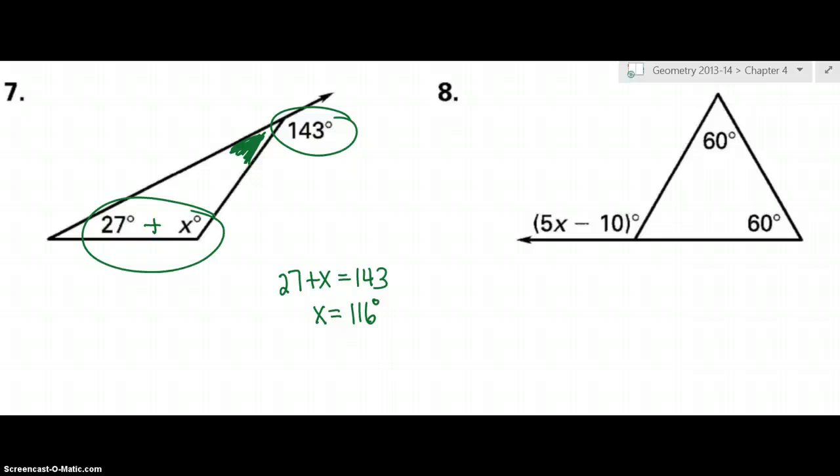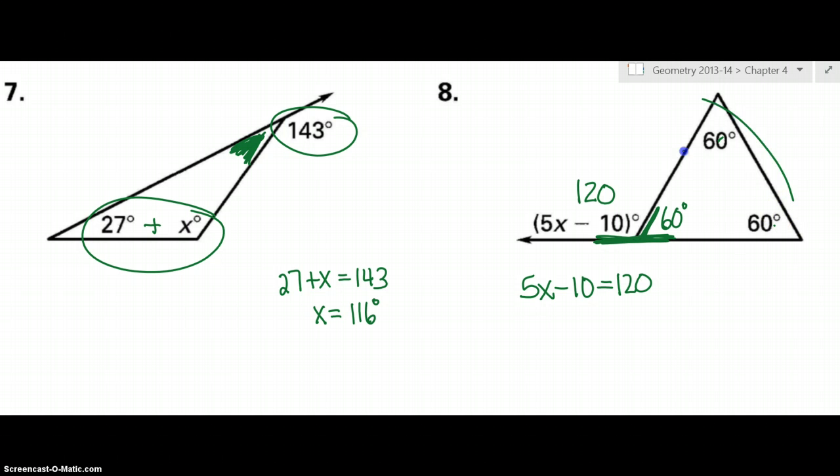Okay, number 8. If this is 60 and this is 60, that's 120. What does this other angle in the triangle have to be? 60 also. What kind of triangle is that? Equiangular. If this is 60 and these are a linear pair, this has to be equal to 120. Agree? So that means that 5x minus 10 is equal to 120. Well, what a coincidence that those are equal to 120. So even without finding the third angle, we could have said 5x minus 10 equals 120, because if you add these together, that's what you get.